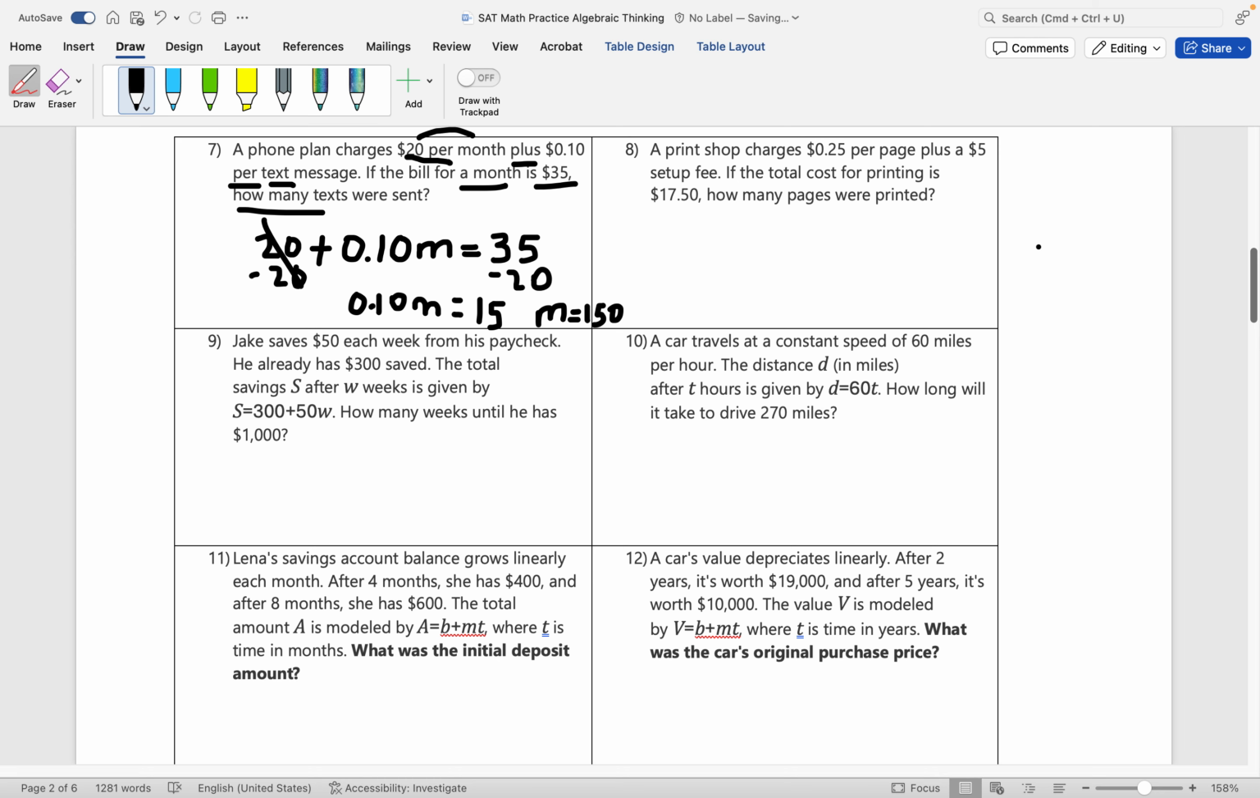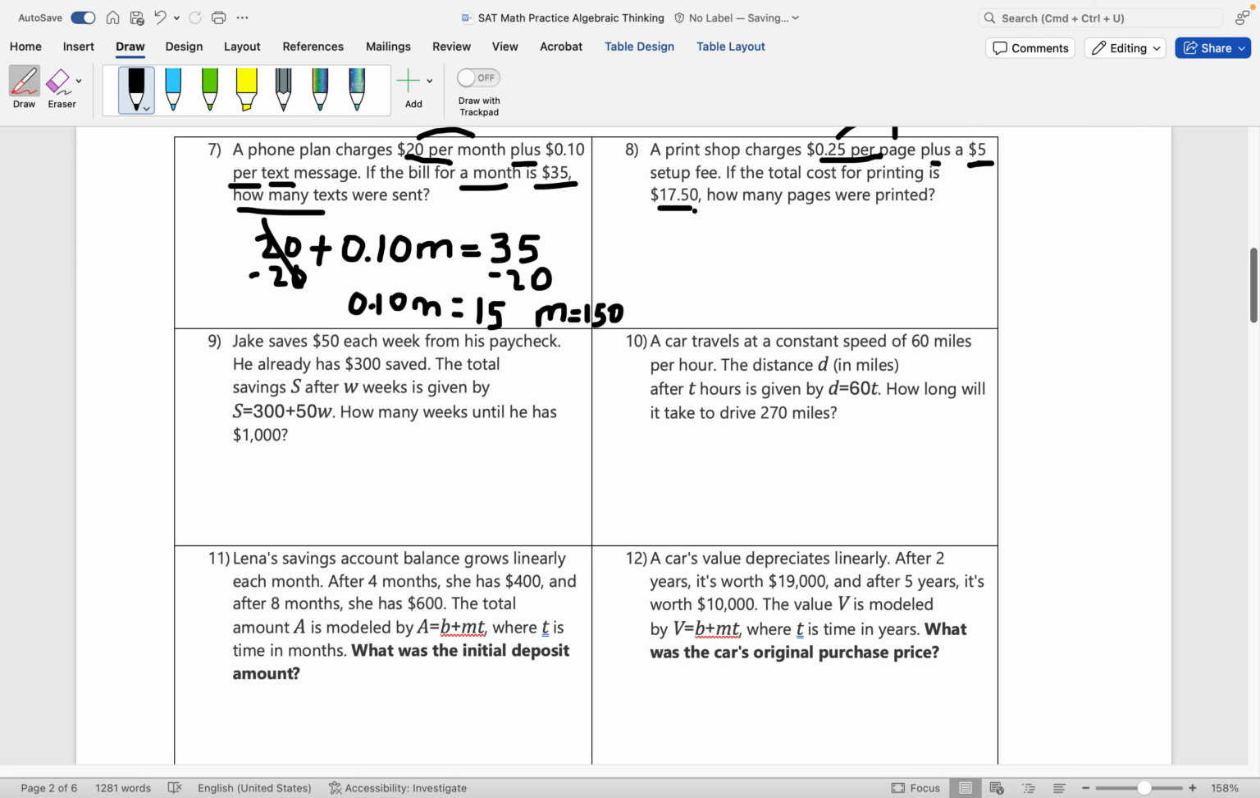Okay, number 8. A print shop charges 25 cents per page. There's your multiplication, 25 times the pages, plus a $5 setup fee. So that $5 is just a standard fee. That doesn't change. That's called a constant. If the total cost for printing is $17.15, that's your equal sign. That's the total, so that goes after the equal sign. How many pages were printed?